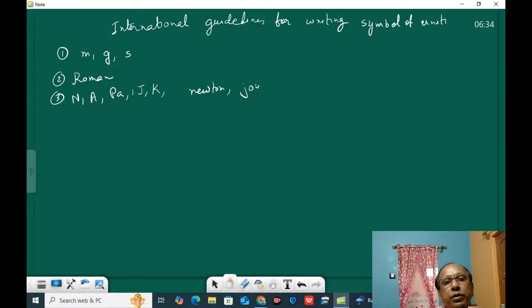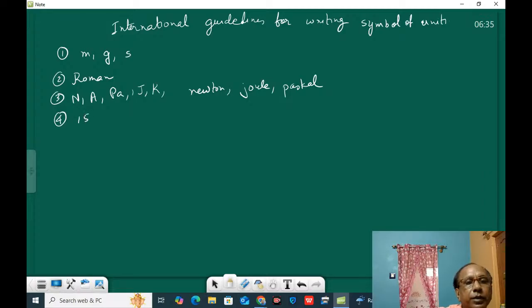You can write Joule, or you can write Pascal, PASKL. In this way, you can. This is the exact way of writing. This is the international guidelines for writing symbol of units, right? Beside that, we can write in this way.